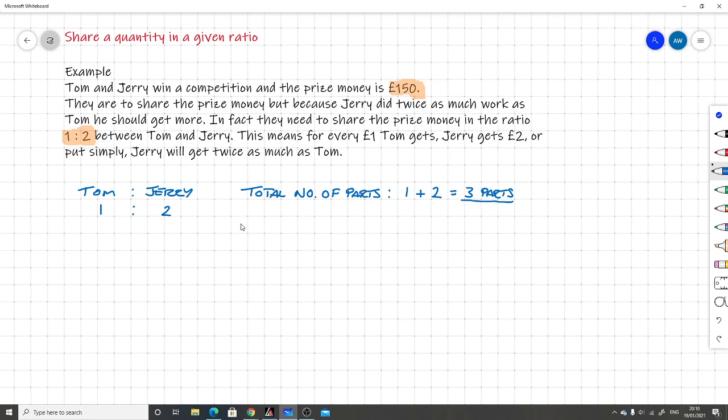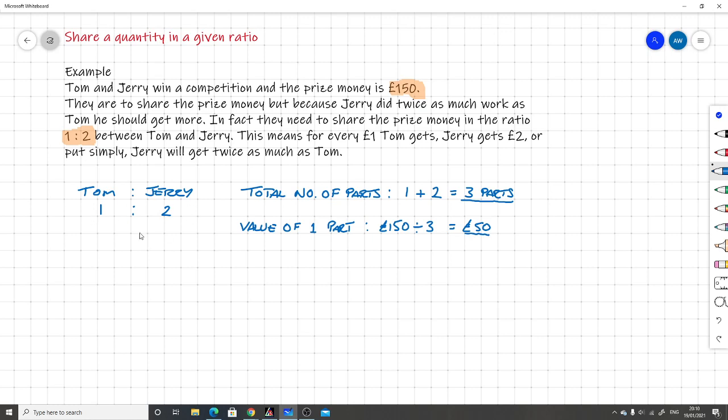Now we need to work out the value of one part. Okay, so one part is our £150 divided by 3, our total number of parts, and that of course is a nice £50. Okay, so one part is worth £50. Once you know the value of one part, you can then work out the value of 2 parts, 3 parts, any number of parts you like.